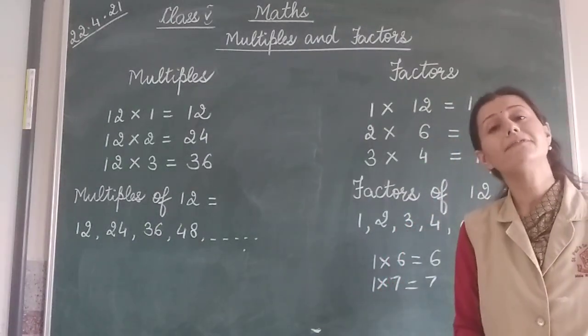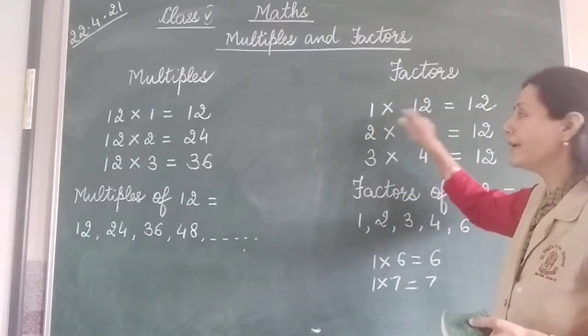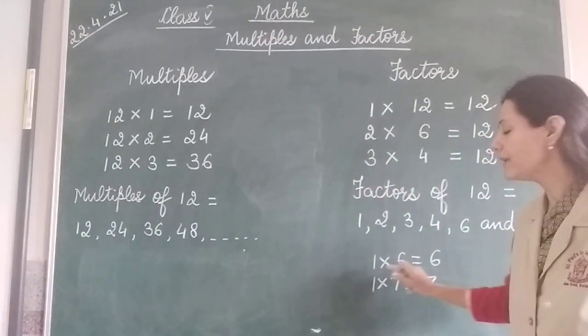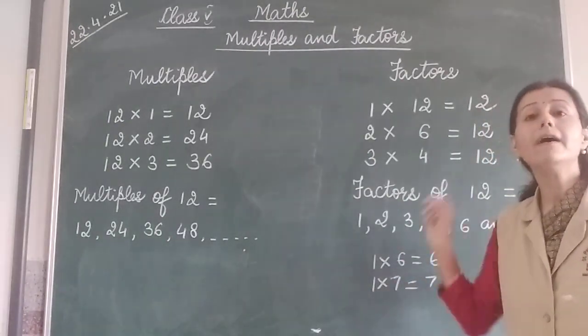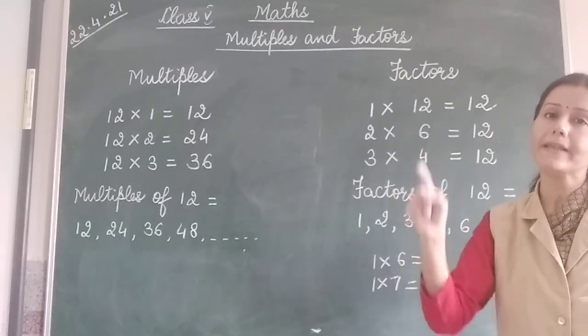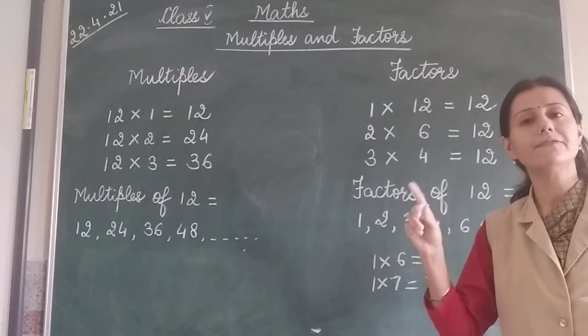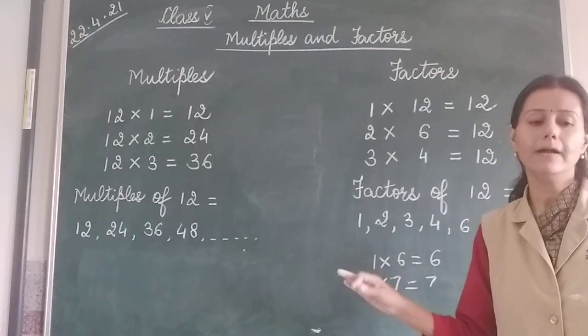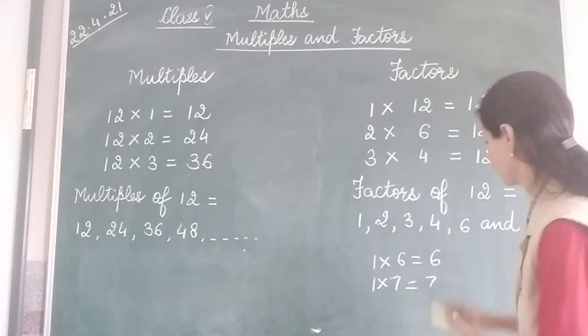Every number is a factor of itself. You can see factors of 12 are 1 and 12. Here factors of 6 will be 1 and 6. Factors of 7 will be 1 and 7. So beta, 1 is a factor of every number and every number is a factor of itself.